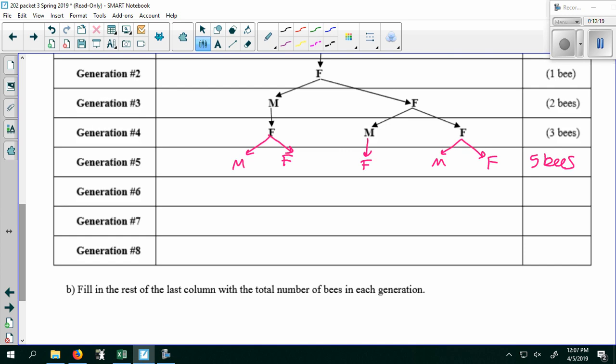So continue working our way back. This male bee came from a female bee. This female bee was made by a male and a female. Male, female, male bee from just a female, and then this female bee came from a male and a female, and that makes a total of 1, 2, 3, 4, 5, 6, 7, 8 bees.